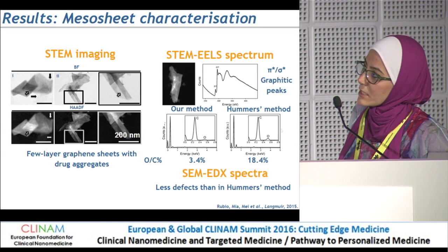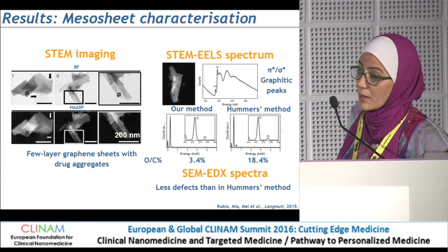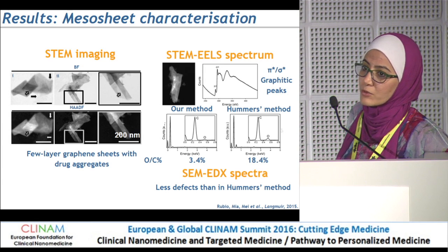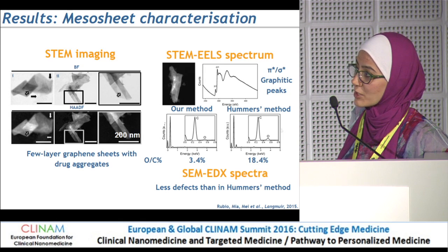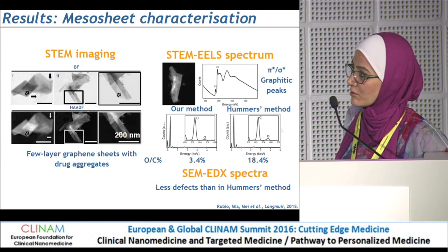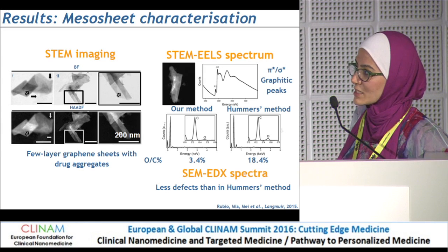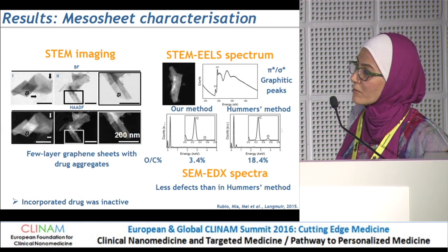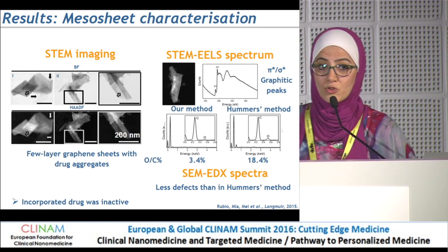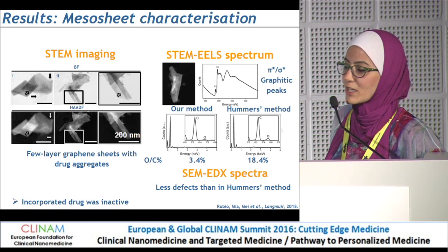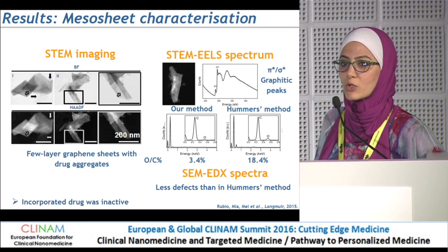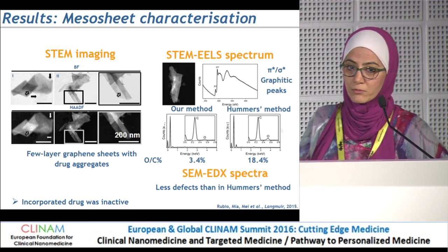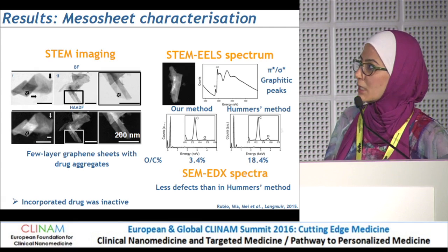We compared this exfoliation method with a standard method called Hummers' method, where it's widely known you introduce a huge amount of defects. By comparing the oxygen to carbon atom percent, you can see that our method introduces much lower defects compared to Hummers' method. So this is the kind of information that we obtained, but unfortunately what we found at the end, despite the formation of good material, is that the drug here is inactive. So do we use this method to deliver drugs, or do we use the drug to exfoliate graphene? That's actually a question that's open to different applications.